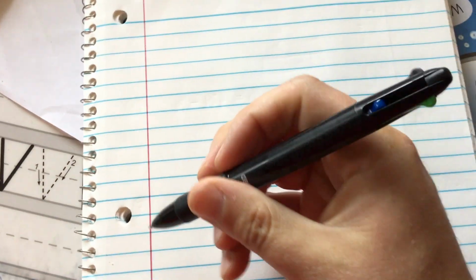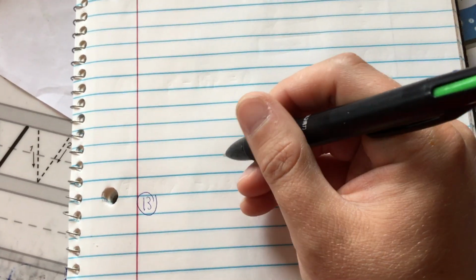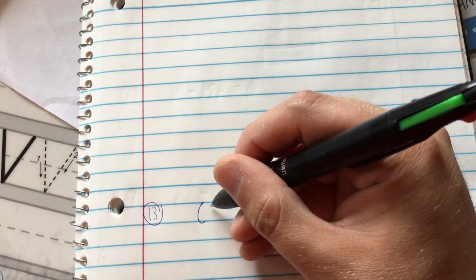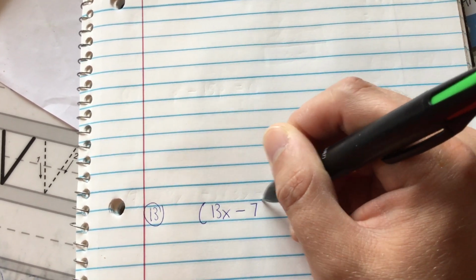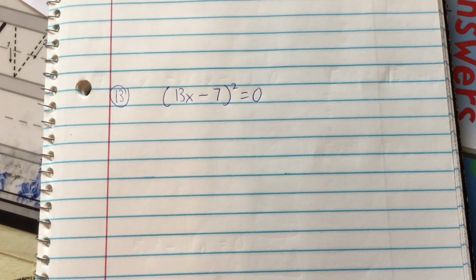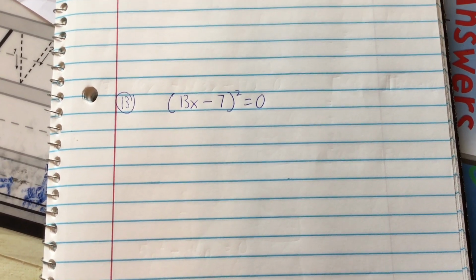Okay. I'm going to write down problem number 13 down here. Forgot about the square. Let's say I make this up and I go with (13x - 7)² = 0. See if you can do that problem independently as well.